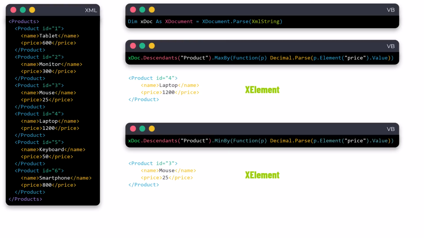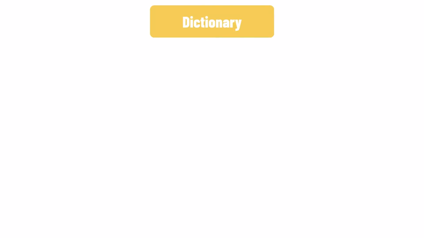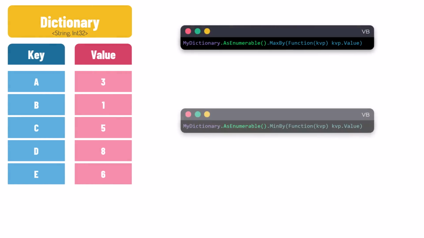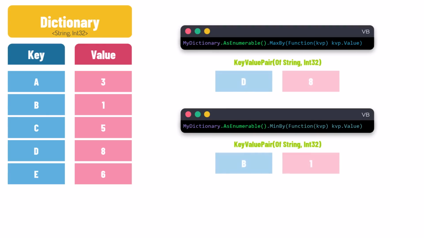When we apply MaxBy and MinBy to a dictionary, the results are slightly different due to the structure of a dictionary. If we take a dictionary of string and integer as an example, using MaxBy or MinBy will not give us a single integer or string. Instead, they return a key value pair of type string and integer. A key value pair is a structure that holds two values, a key and a value. In the context of our dictionary example, the key would be of type string, and the value would be of type integer. So, when we query the dictionary for the maximum or minimum value, what we receive is the entire pair that contains the highest or lowest integer value, along with its corresponding string key.